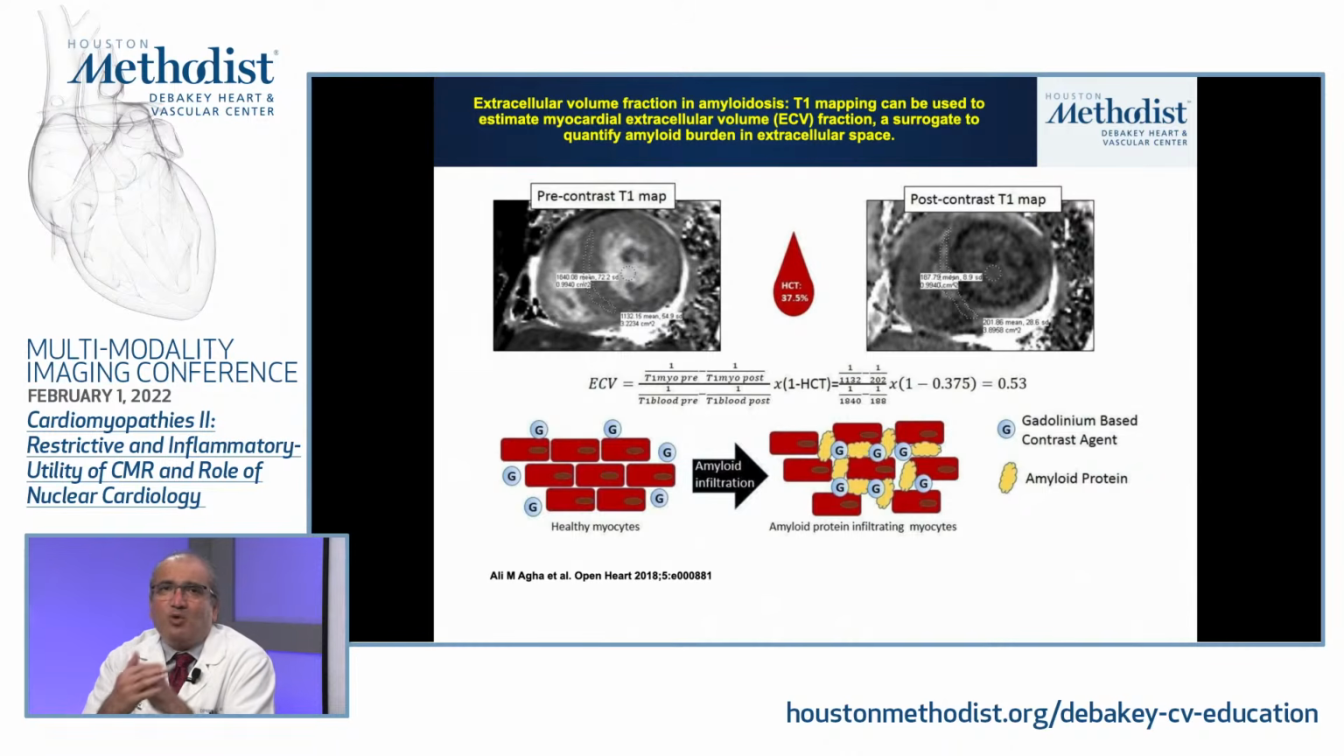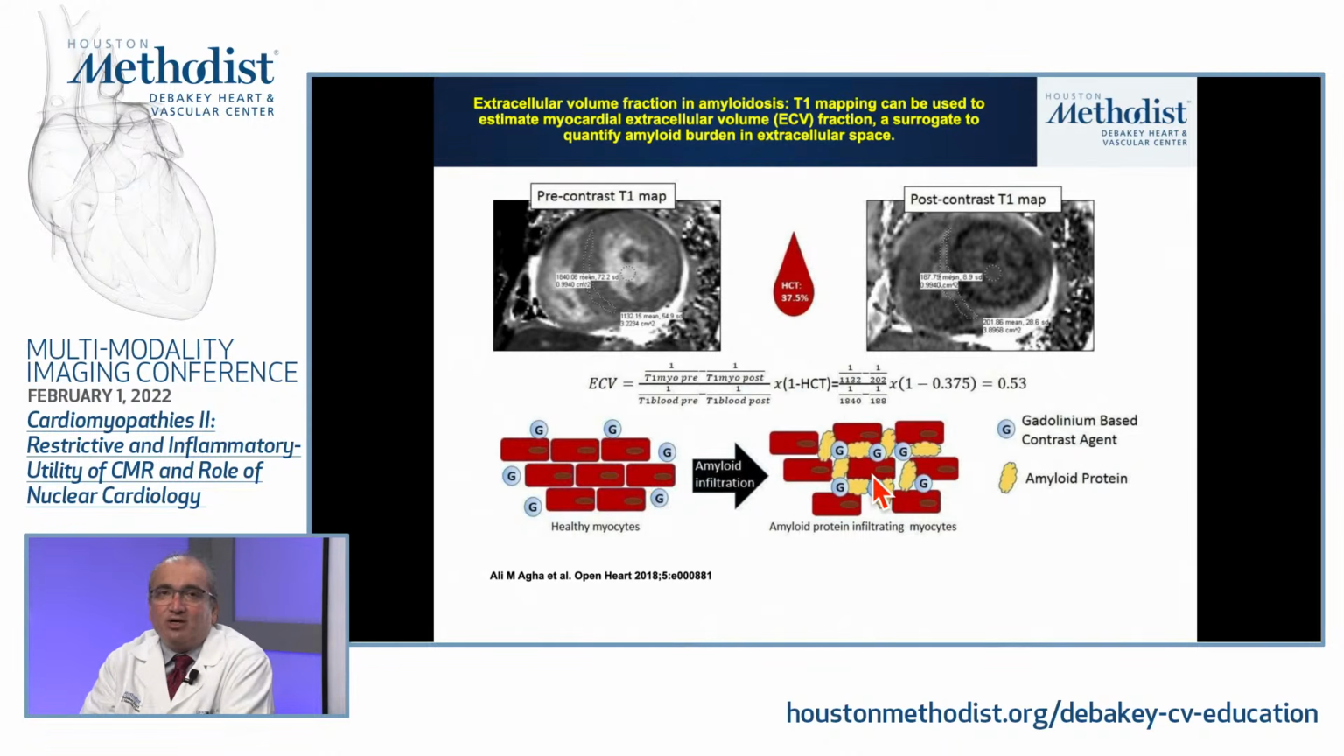And again, what's the underlying mechanism here? This slide I think highlights it nicely, which is that in normal healthy myocardium, there's very little extracellular space because the myocytes are all nice and tightly packed next to each other. And it's the gadolinium that goes to the extracellular space. So as a result, in normal myocardium, there's really limited volume of distribution for gadolinium.